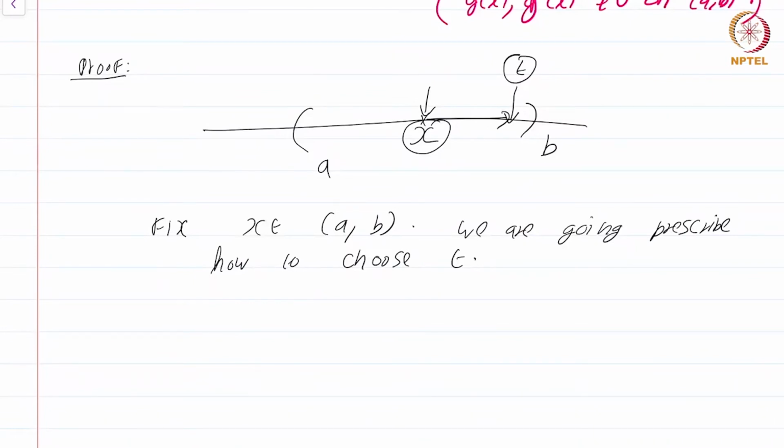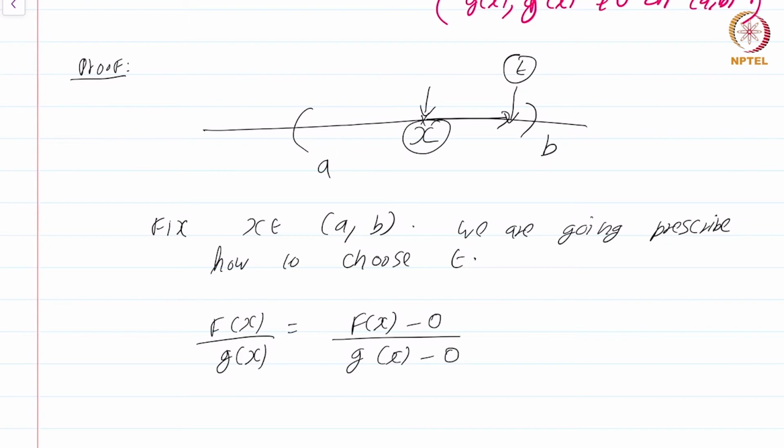Now, what does the ratio mean value theorem say? We are assuming that both g of x and g prime of x are never zero. So what we can do is write f of x by g of x as f of x minus 0 by g of x minus 0. Correct? We can do this. And this is approximately equal to f of x minus f of t by g of x minus g of t, where this approximation can be made as nice an approximation as you desire by choosing t appropriately.